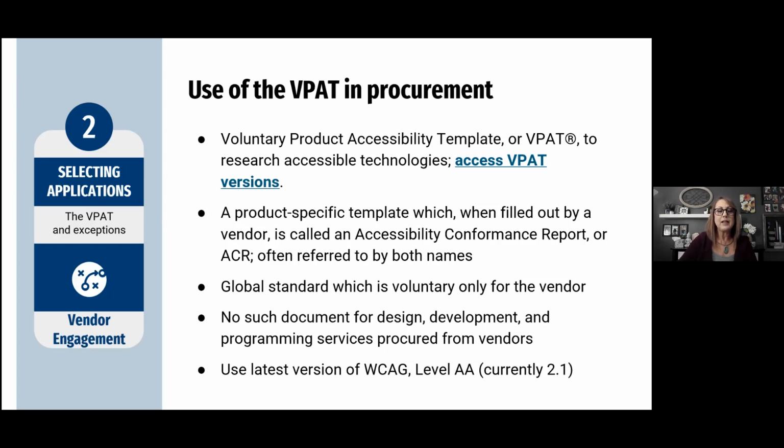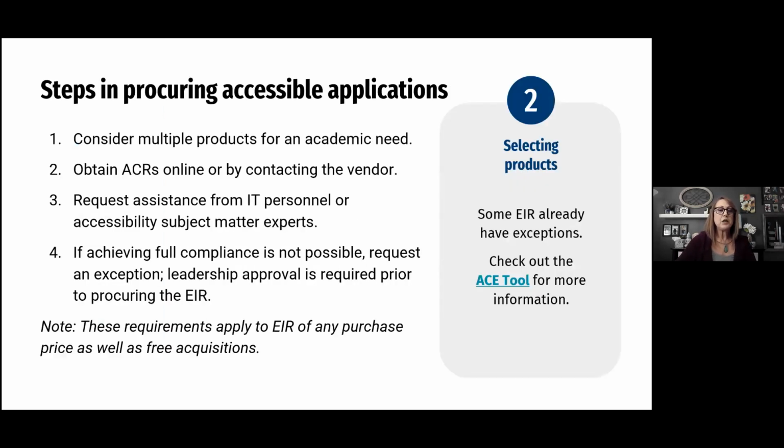Now, for the VPAT, it can be confusing because you'll see that there are several kinds of VPATs, but the one we utilize at Texas A&M University is WCAG 2.1 Level AA, and I'll show you that here in just a minute. So here are some steps in procuring accessible applications, and my best advice to you is just do the research. Consider multiple products to meet a business or academic need, and then narrow those down based on the business need and the accessibility features of those resources.